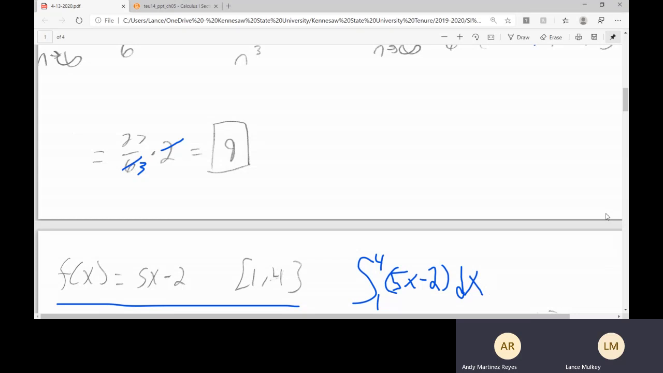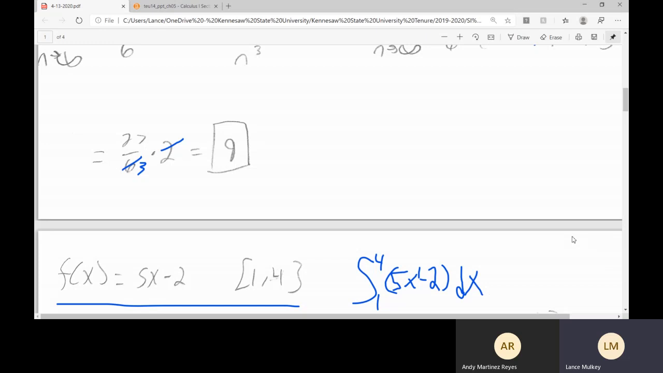I remember how to do something like x to the fifth, but not 5x. You don't have x to the fifth. This is x to the first right here. I get that, but I mean how to move the 5 down there. You don't have to move the 5 down there. Okay, I think I got it. Is it 2.5x squared minus 2x? Yeah, it's the antiderivative.